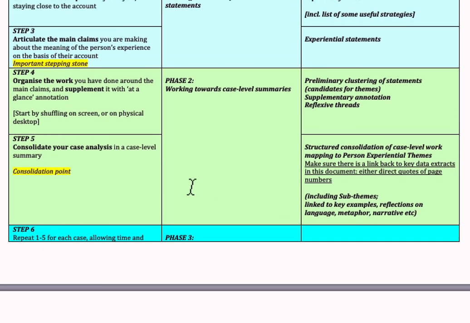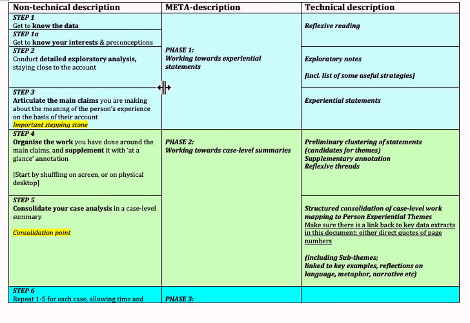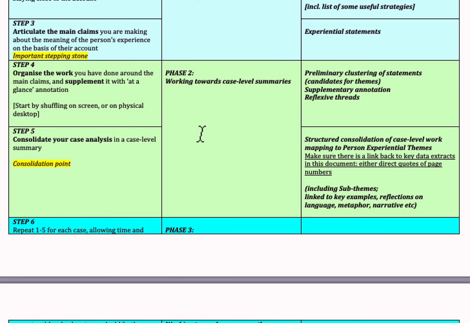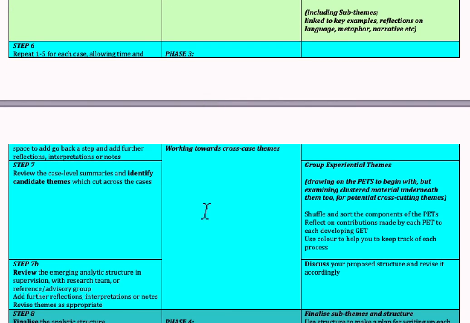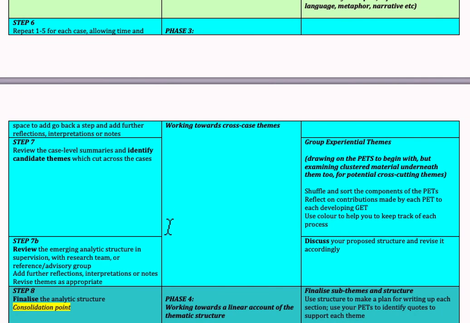So you're likely to be recycling through phase 1 and phase 2 for quite a while, because a key component of IPA work is producing this kind of case level analysis. So you're not going to start thinking about the cross case work until you've done a case level summary for each participant. Once you have done that, then that's the next stage, thinking about patterns across cases.